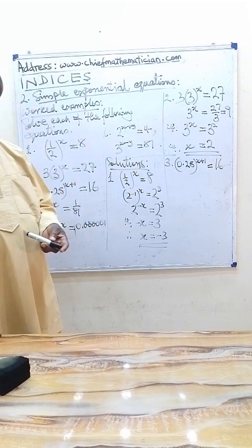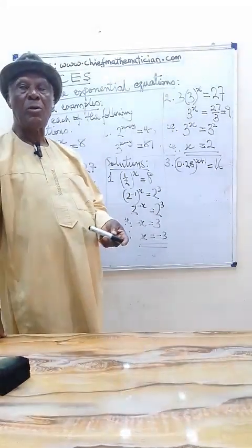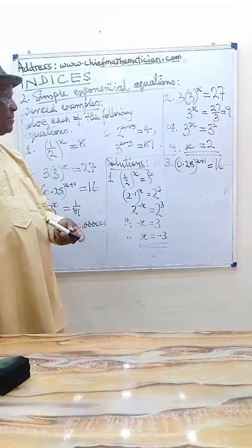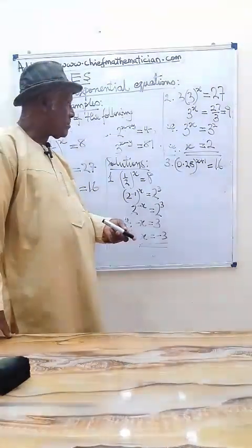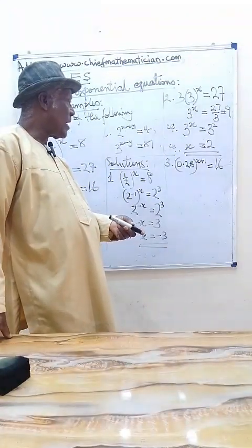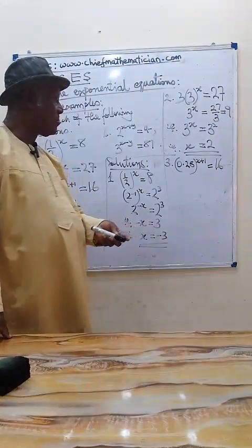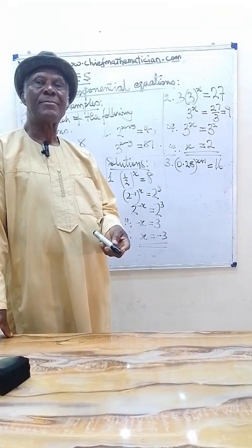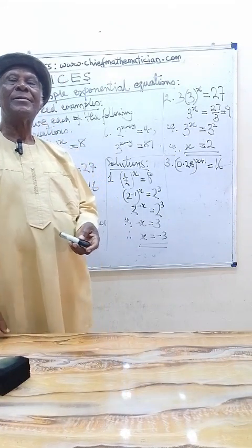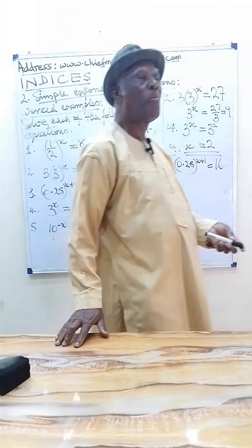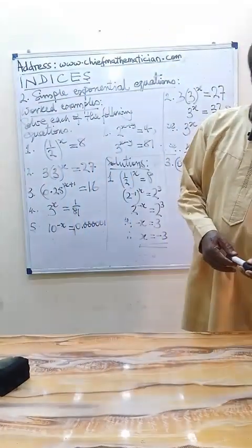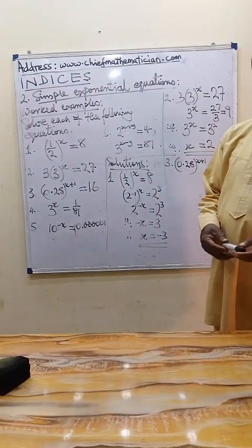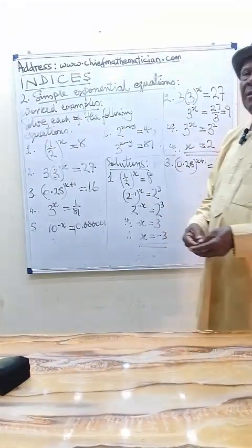One over 8 is equal to what? Okay, now. What is one quarter? Let us take 1 quarter, 1 over 4. If you convert 1 over 4 to a decimal number, you will get 0.25.